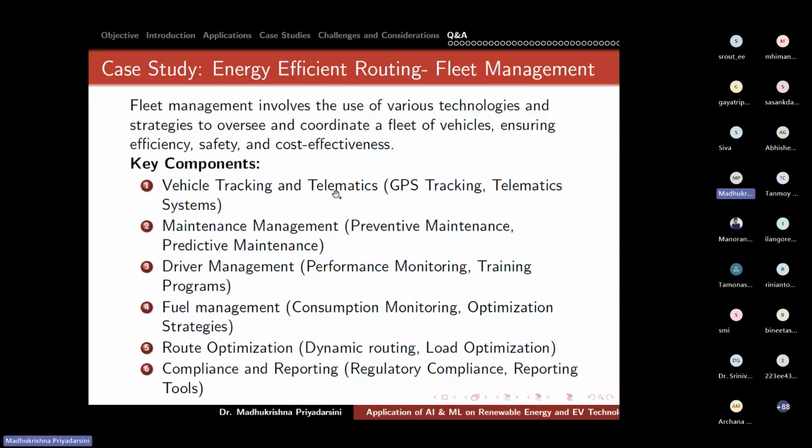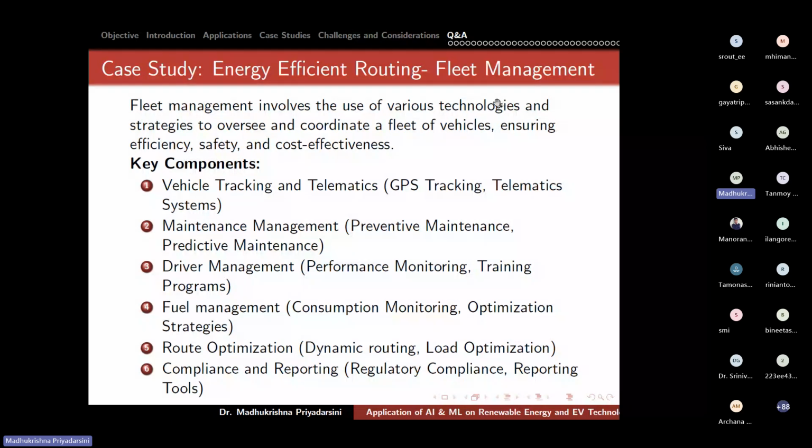Vehicle tracking and telematics. The GPS tracking of the vendor's task is to track the vehicles and find out the telematic systems. Similarly, maintenance management, whether predictive maintenance you are going to do or preventive maintenance. Driver management, self-driving or your driver is associated with that. Then fuel management, optimization strategies, route optimization, like we have seen the dynamic routing or the load optimization, compliance and reporting. So this is for the report generation and so on.